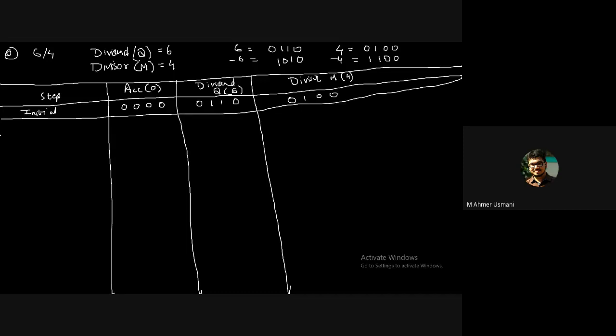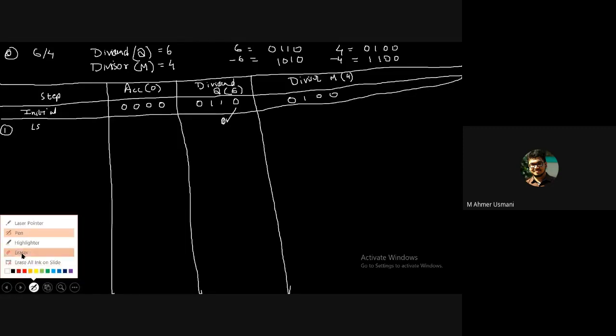Step number 1. What is the first thing that you need to do? Tell me. What will you do first? Left shift. From the dividend you need to left shift. So everything on the left side, you shift by one place. So this 0 will come over here, right? Yes, sir. Just erase it.